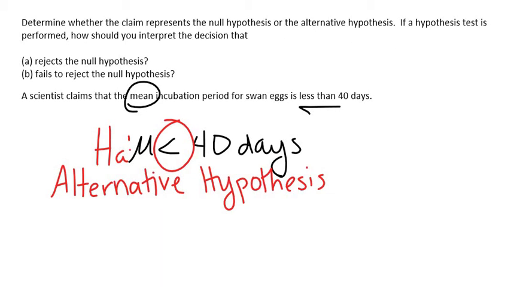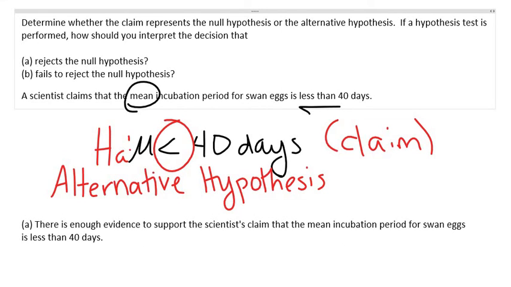Now the next thing we want to know is, how should we interpret our results? In part A, if we reject the null hypothesis, how are we to interpret those results? Well, if we reject the null hypothesis, we're basically accepting the claim, because remember that the claim is the alternative. So if you reject the null, you're saying that the alternative is true. So in words, we would say, there is enough evidence to support the scientist's claim that the mean incubation period for swan eggs is less than 40 days.